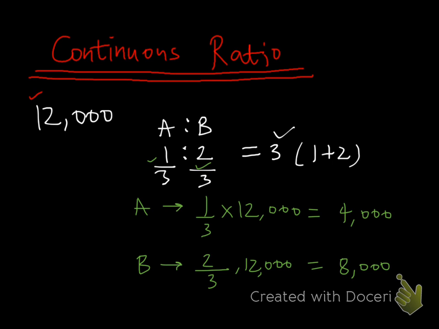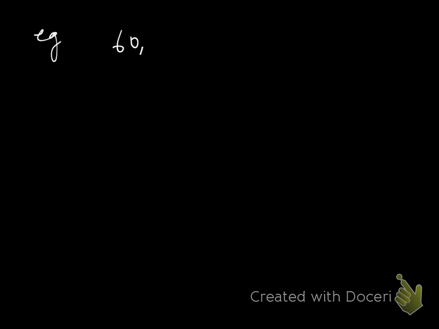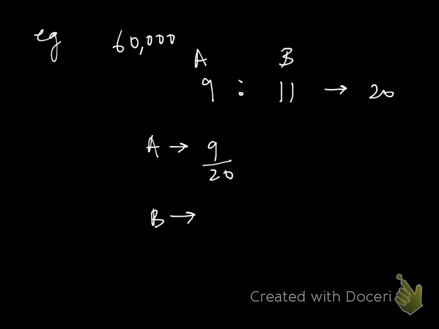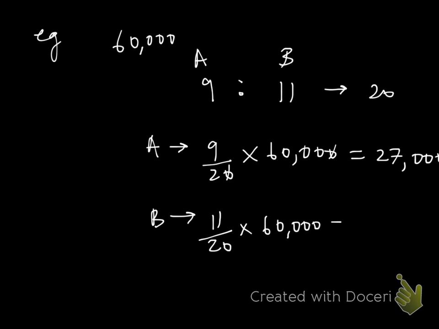Okay, moving on to another example. Let's say a farmer had a wealth of 60,000, to be divided between A and B in the ratio 9 by 11. Add them up: 9 plus 11 is 20. So A's share would be 9 by 20 and B's would be 11 by 20 of the total. So 9 by 20 is 27,000, and 11 by 20 is 33,000. Alright.